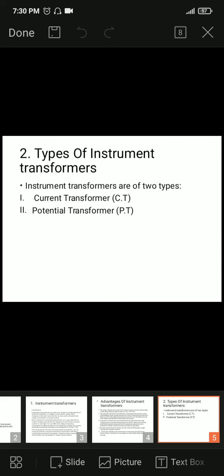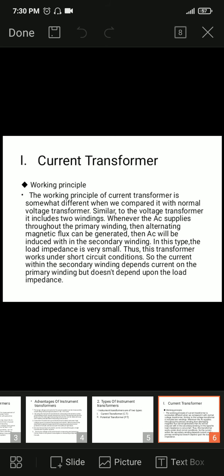There are two types of instrument transformers. Number 1 is the current transformer, in short we say CT, and the other one is the potential transformer, PT. So number 1 is the current transformer. We now start with its working principle.